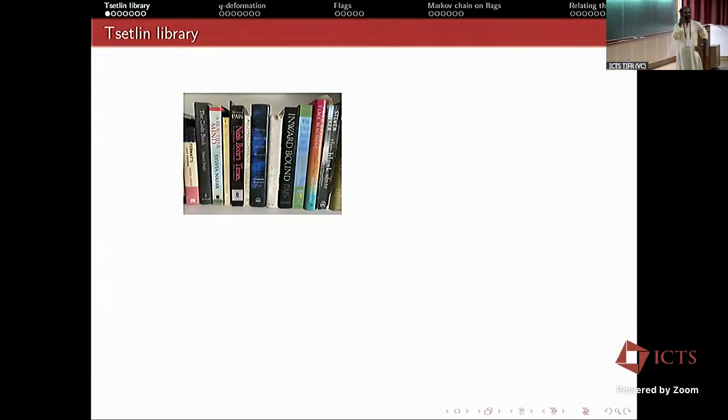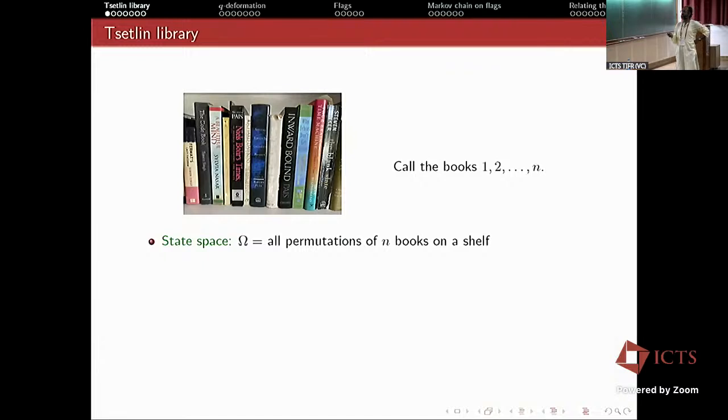Okay, so we'll consider the simplest possible model of a library, maybe a poor man's library or poor woman's library. Let's not be sexist. So you have a single shelf. Your entire library consists of a single shelf. And you have n books, because we are mathematicians, we'll just call them 1 through n. And so the state space of our model will be all possible arrangements of books on that shelf, which of course is the set of permutations.